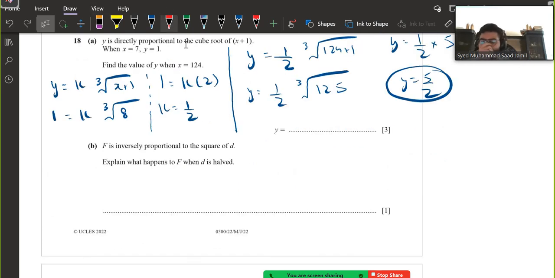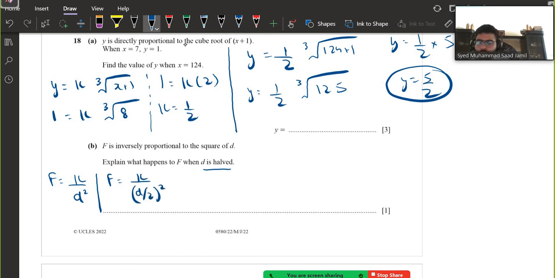Moving on to question 18 part B, it says f is inversely proportional to the square root of d. Explain what happens to f when d is halved, divided by 2. F is inversely proportional to the square root of d, which basically means f equals k upon d squared. Now, what happens if d is halved? So f equals k upon (d divided by 2) squared. This means f equals k upon d divided by 4.